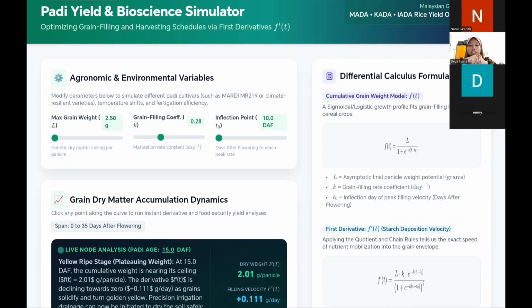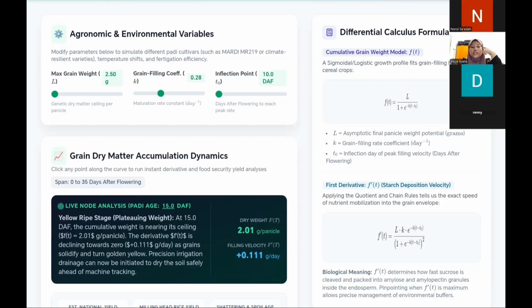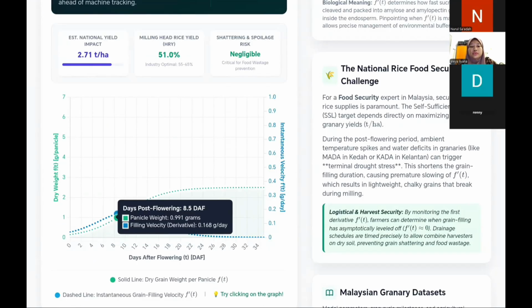My project replaces the guesswork with precision by using differential calculus. Let's look at the mathematics driving the engine. Crop dry matter accumulation naturally follows a sigmoidal pattern. We model the cumulative grain weight over a period of 35 days of the post-flowering window, from day 1 to day 35.